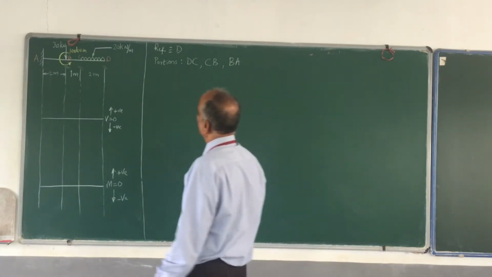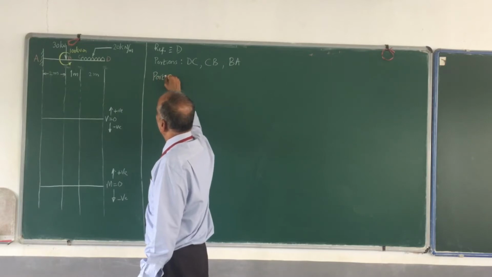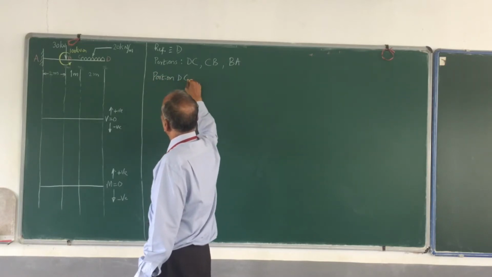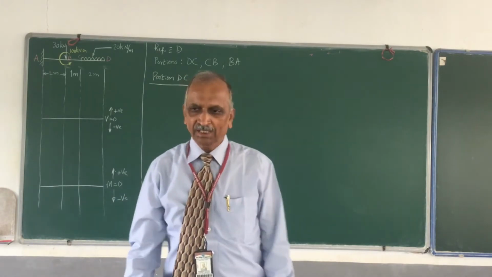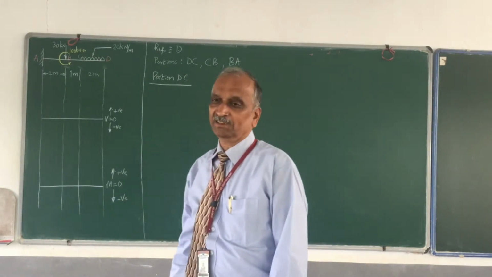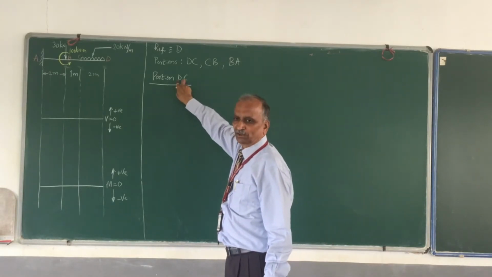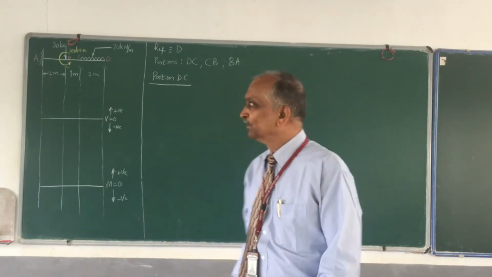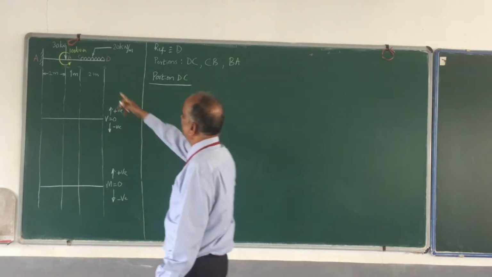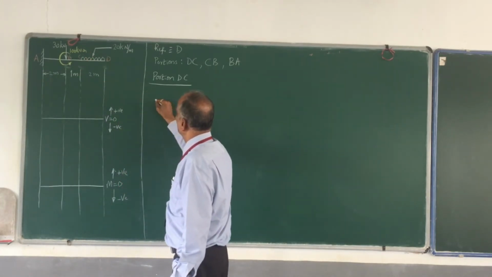So I shall start with what? Start with DC, portion DC. Once you identify the portion, what is to be done next? Take a section between D and C, that is, between the two ends of the portion you have written here. Draw the free body diagram. So I shall take a section somewhere here and draw the portion. It looks like this.